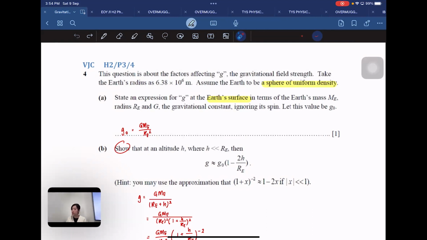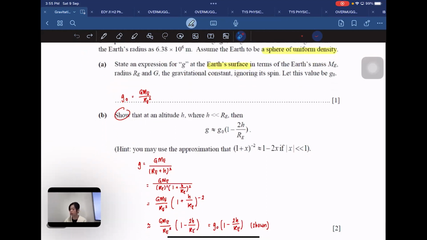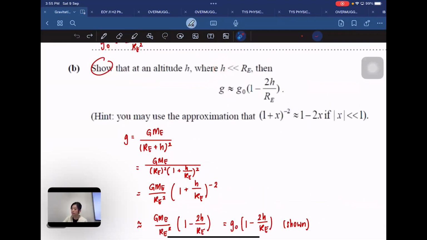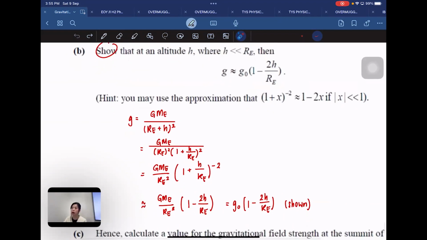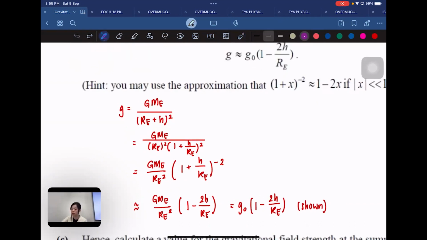Now, next, show that at an altitude h, where your h is actually smaller than your radius RE, g is given to be as such. Now, this one is slightly complicated, but we go step by step. They even give you a formula here to help you simplify. You realize that the g at a height h would be GME over R squared, but my R instead of RE would be RE plus h, the whole thing squared, right? So if I were to factorize out RE, that means I have to factorize out RE squared. So this is how it looks like.